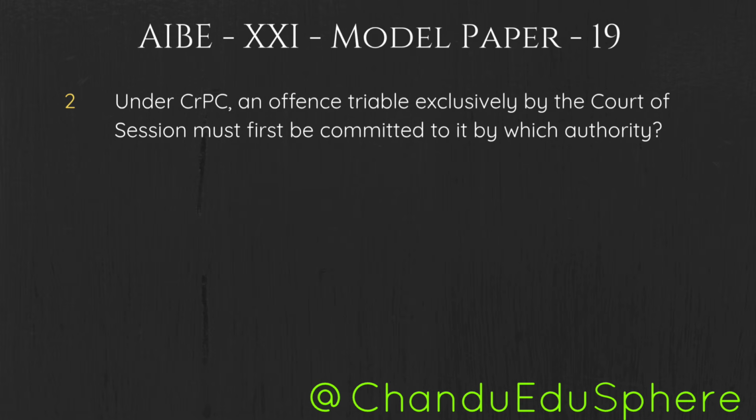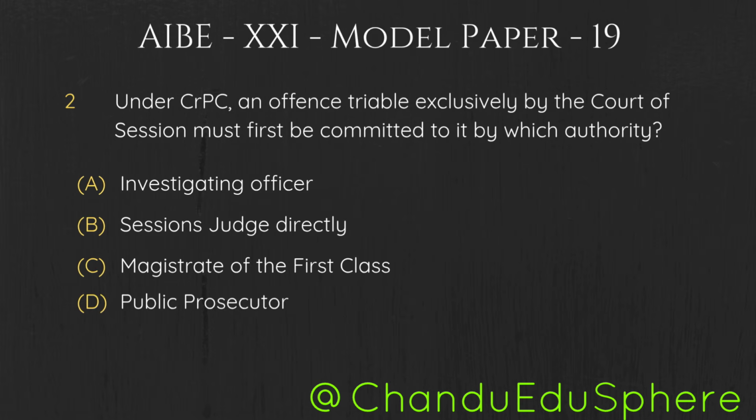Under CRPC, an offence triable exclusively by the Court of Session must first be committed to it by which authority? Magistrate of the first class. Section 209 of the CRPC 1973 required a magistrate of the first class, on appearance of the accused before him, to commit a case exclusively triable by the Court of Session for trial, after compliance with the procedure in Section 207 and 208.